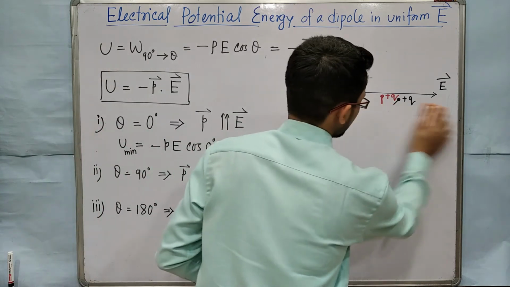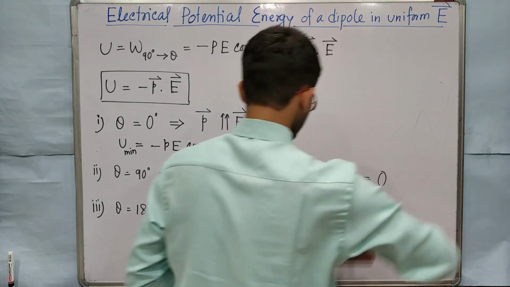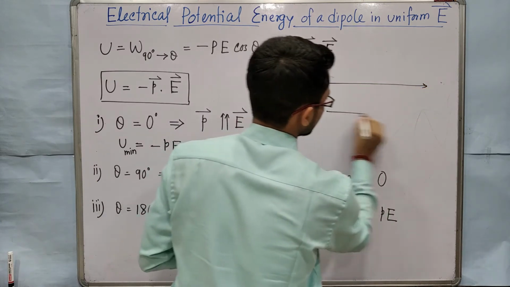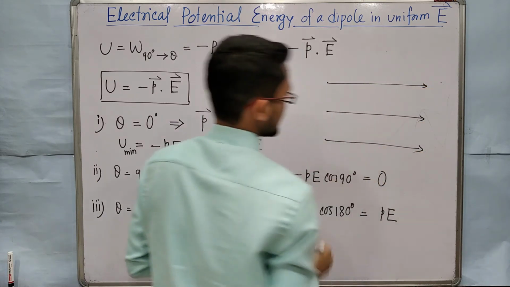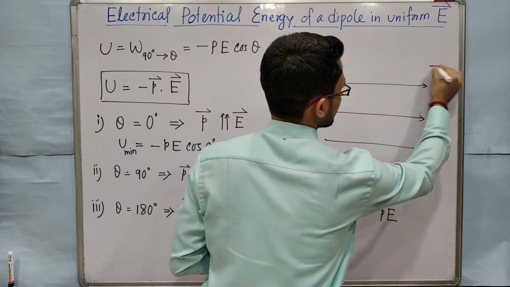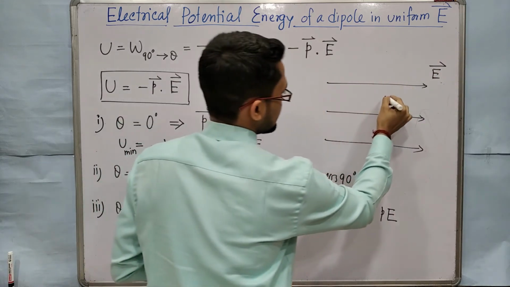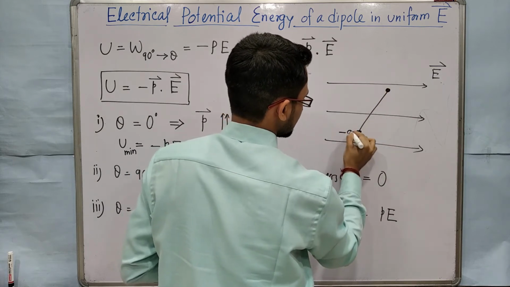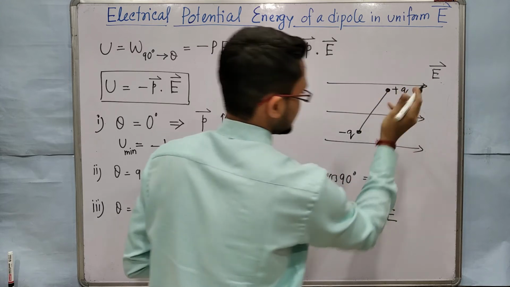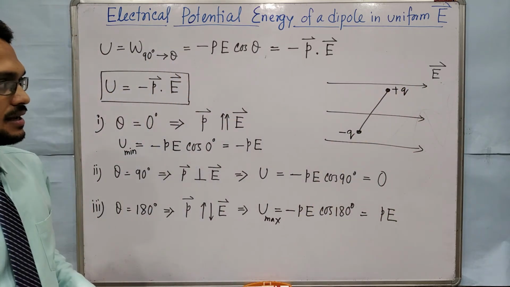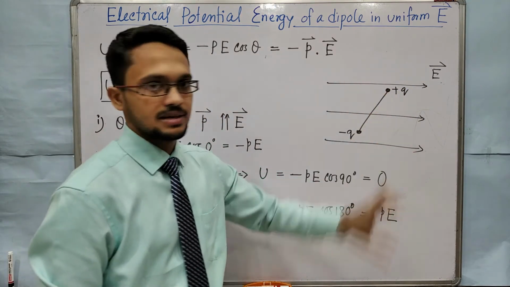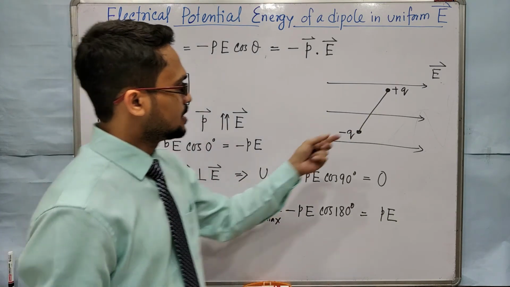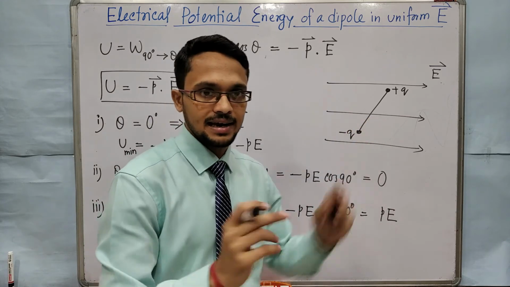Clear? Now I am asking one question. So this is, suppose, the electric field intensity E. Now if you place any dipole like this, minus Q plus Q, and leave this dipole in this uniform electric field, then what will happen? Where will it come to rest at the end?